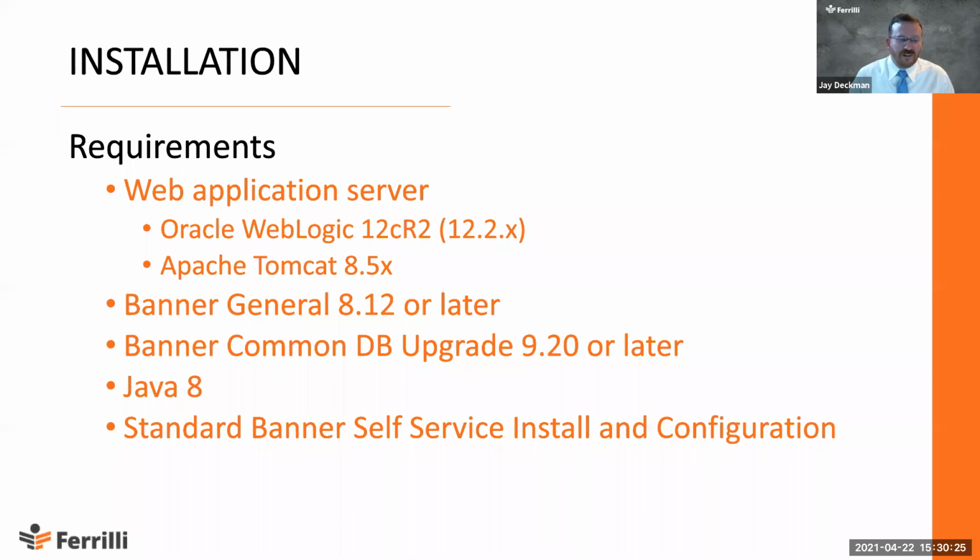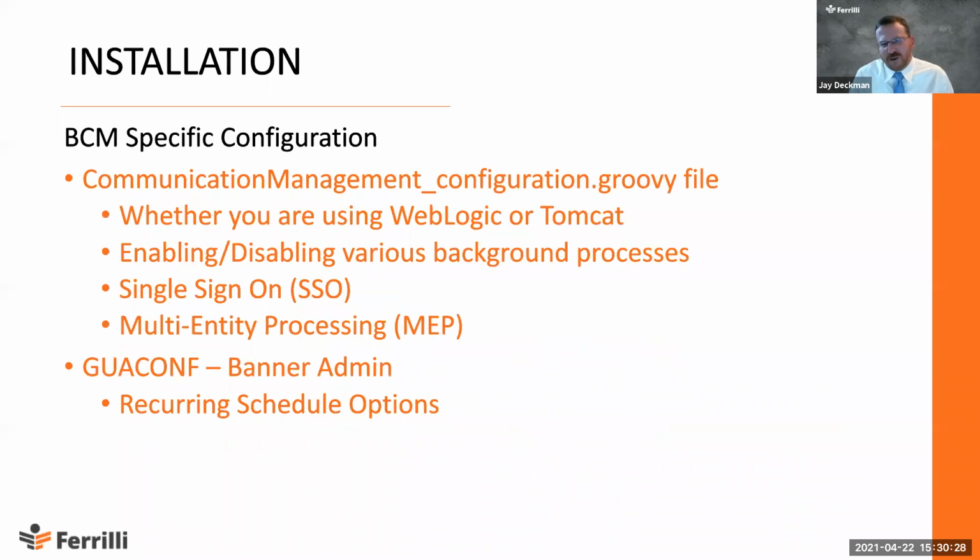All right, so let's go to the next slide to look at the BCM specific configurations. So one file that's delivered in the WAR file is this communication management configuration.groovy file. And in that file is where you're going to set up the decisions that you make in your setup, for instance, which web server you're going to use. You can enable and disable some background processes, and you will set up SSO or MEP here if you're using either one of them. The other place where you'll do some configuration is in the Banner admin table form, that is, GUACONF.